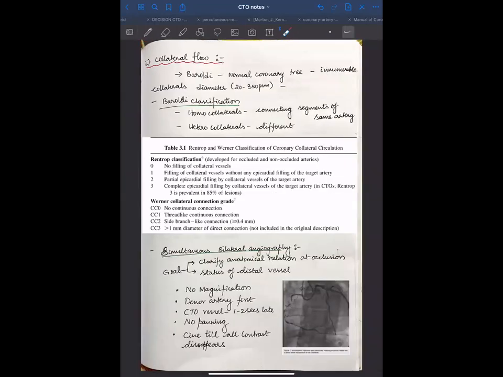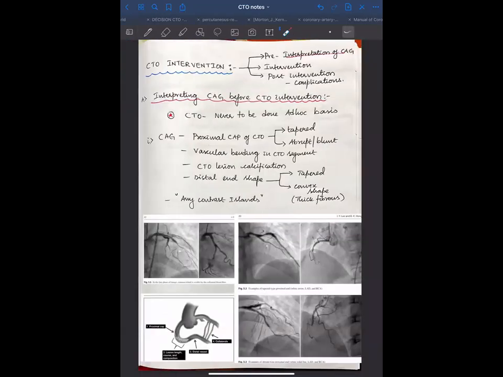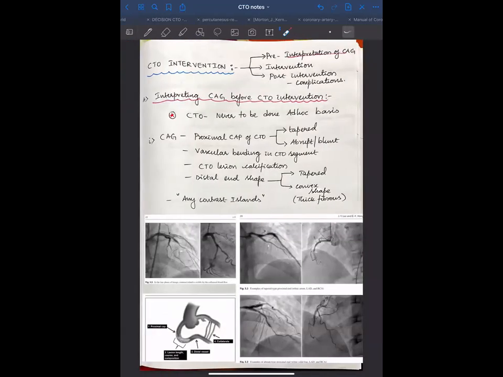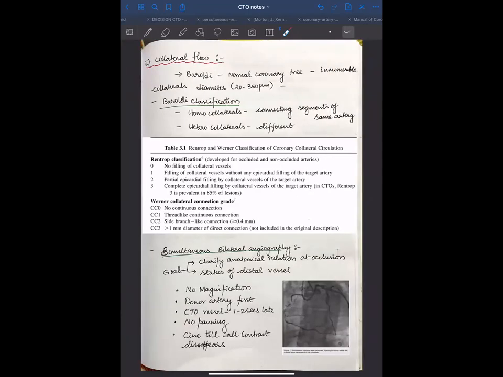So dual injections means 2 vessels CAG at the same time, or we should. Yeah, I'm coming to that one. I'm coming to that. Hello. Okay.